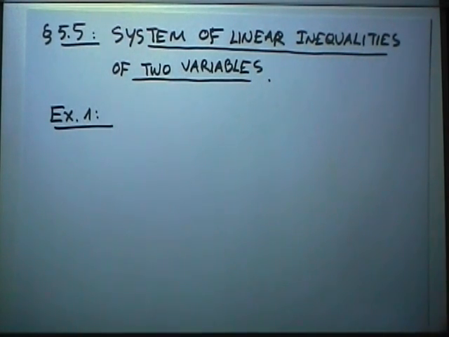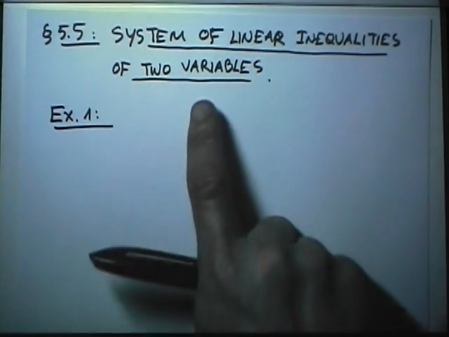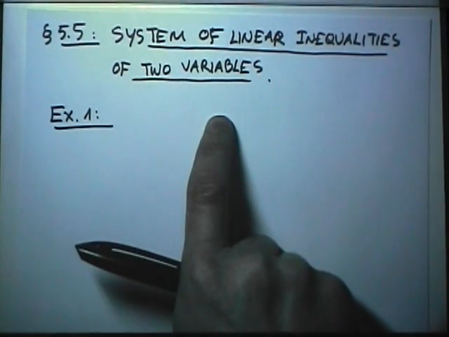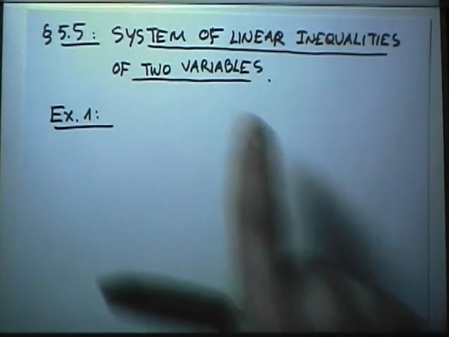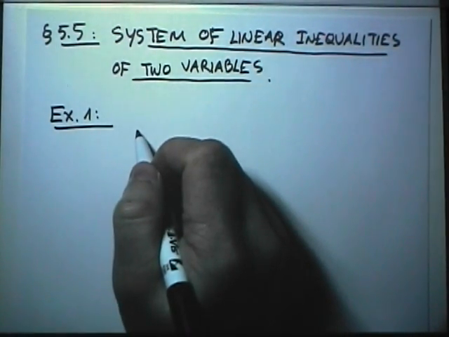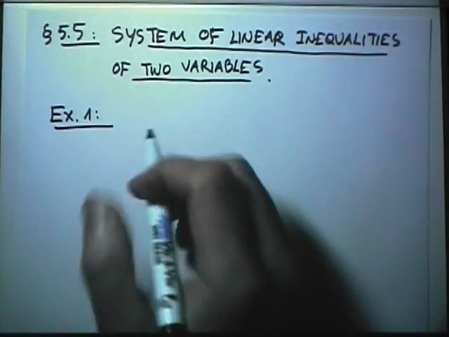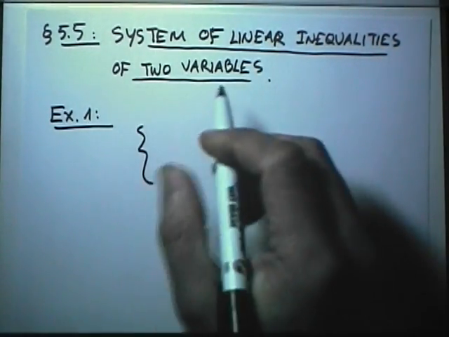Congratulations, we are now at the very last topic for the semester. System of linear inequalities of two variables. It's just another topic being covered in 5.5. So now the idea is we have a system of inequalities of two variables. So we can look at something like this.